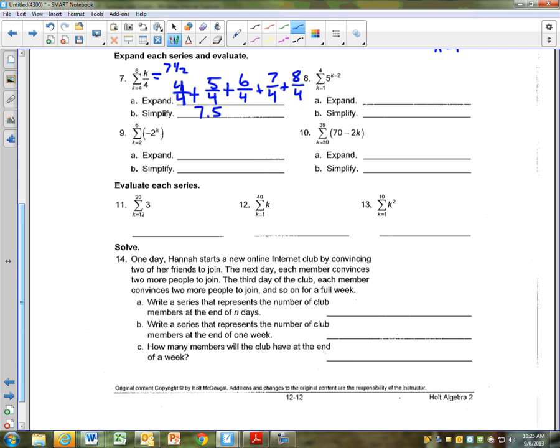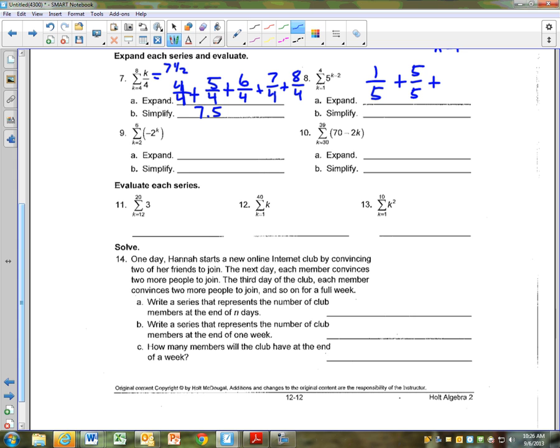If it goes on forever, it's infinite. Does it say k minus 2? Okay, so we should do this one together. Okay, so it says expand. So the first one will be 5 to what power? 5 to negative 1, which is 1/5. What's the next one? 5 to the 0, which is, I'm going to write it as 5 over 5.